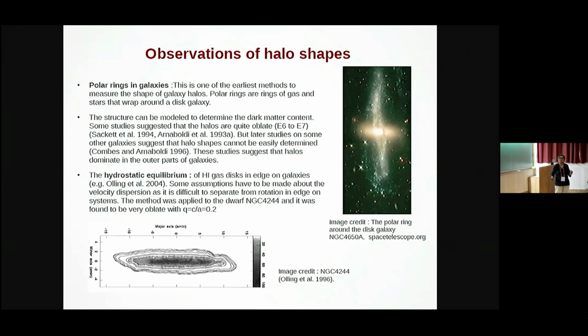Another method that was used is the hydrostatic equilibrium of galaxy disks. An example is given here, done by Olling in '96, where this is the edge-on dwarf galaxy NGC 4244. And if we assume that there is an equilibrium in the disk between the gas and the disk, then we can use the hydrostatic equilibrium to determine the dark matter associated with it.